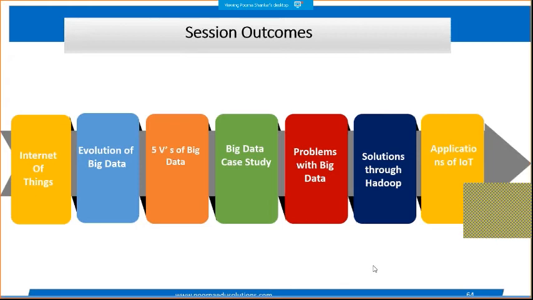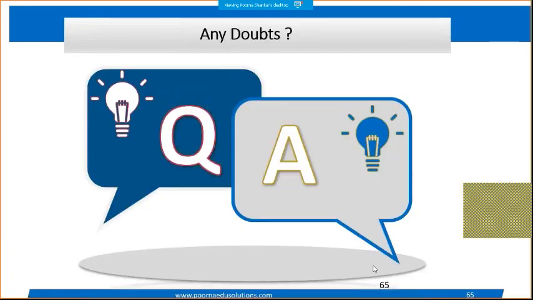So the session outcome, I would say, we started with Internet of Things, evolution of big data. Then we learned about the major characteristics, 5 V's of big data. Then the case study of IBM. And then what are the problems and how it has been solved through Hadoop. And these are all the important applications of IoT. That's what we have seen.